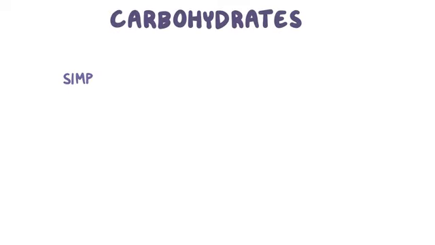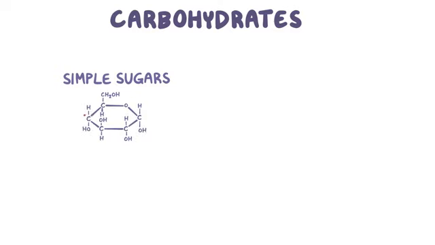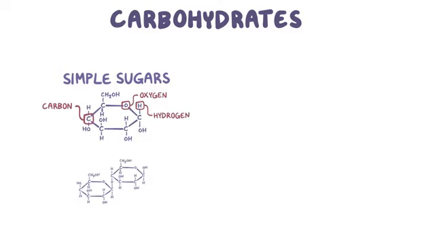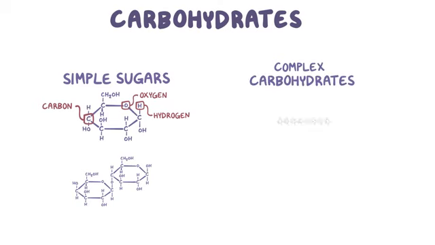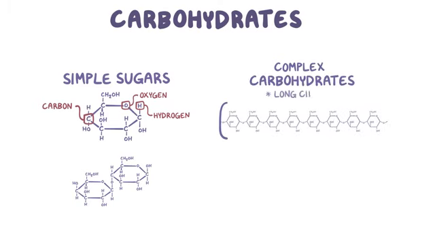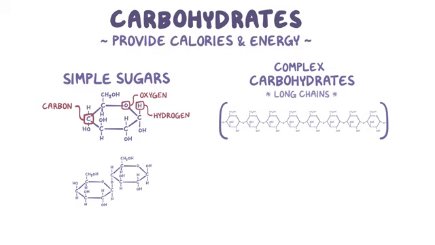Carbohydrates include both simple sugars, which are little ring-shaped molecules made of carbon, hydrogen, and oxygen, either alone or in pairs, as well as more complex carbohydrates, which are formed when these rings link up together to make long chains. Carbohydrates provide us with calories, or energy, and simple sugars in particular play a lot of roles in our diet.